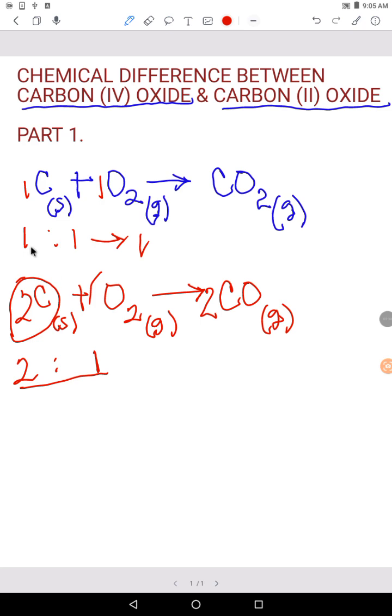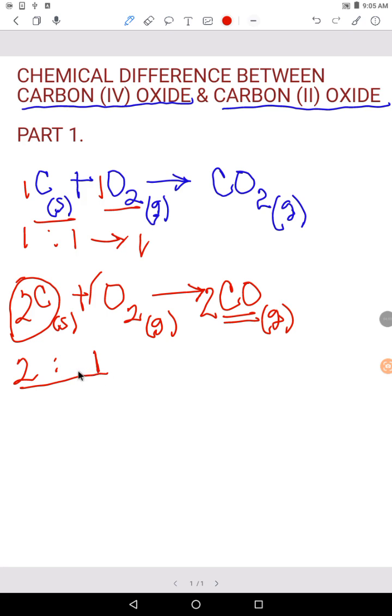So in a nutshell, carbon 4 oxide is formed when there is a sufficient amount of oxygen to bond the carbon in a ratio 1:1. While on the other hand, carbon 2 oxide is formed when there is a limited amount of oxygen to bond the carbon, such that the ratio of carbon to oxygen supplied is 2:1.